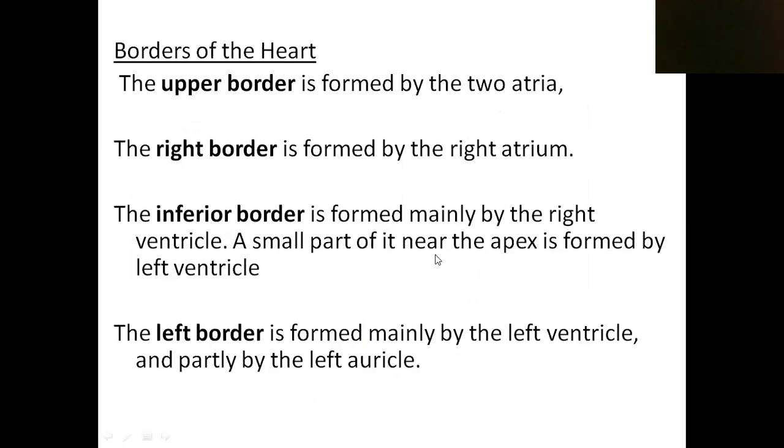In the next class we are going to see the features of the chambers: right atrium, right ventricle, left atrium, left ventricle. So study this topic.